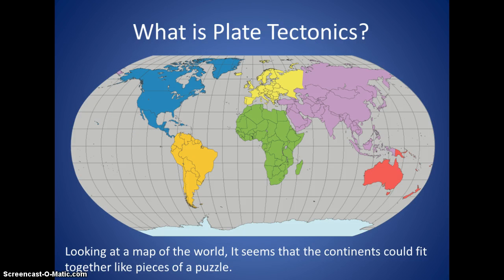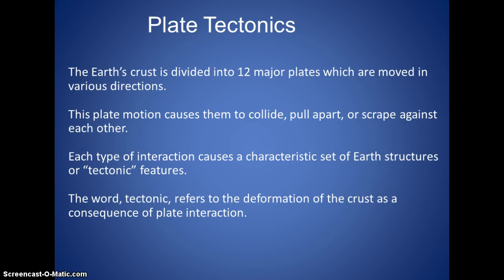So what is plate tectonics? It's a theory explaining the structure of the Earth's crust and many associated events as resulting from the interaction of rigid lithosphere plates that move slowly over the underlying mantle. The Earth's crust is divided into 12 major plates, which all move in various directions. The plate motion causes them to collide, pull apart, or scrape against each other. Each type of interaction causes a set of Earth structures or tectonic features. The word tectonic refers to the deformation of the crust as a consequence of plate interaction.